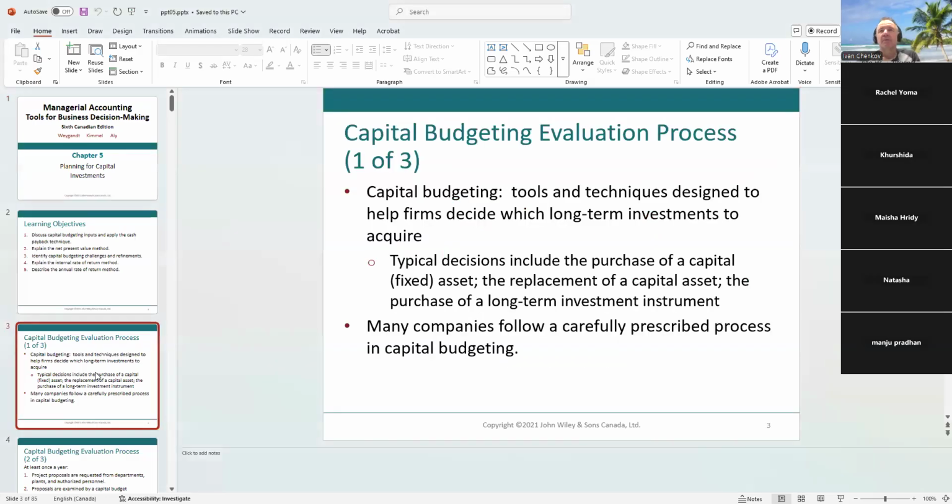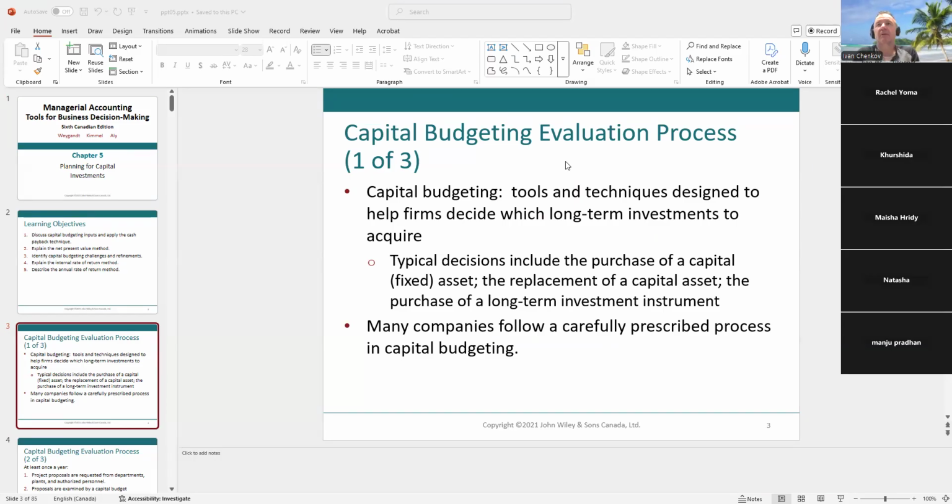Why do we need the capital investments? Obviously, in order to generate a long-term return, we need those capital investments. The decisions of purchasing those capital investments will be the ones related to the capital budget decision. So in order to make a capital budget decision, we need to follow some process.